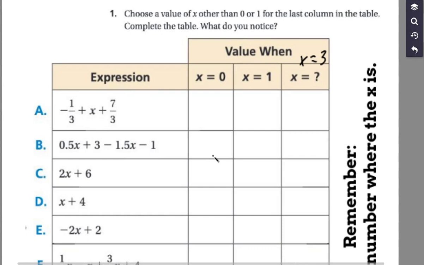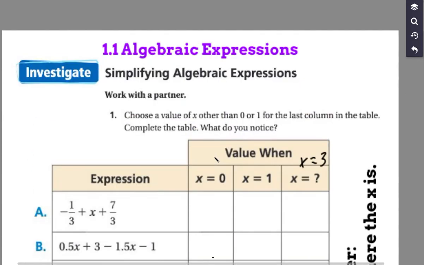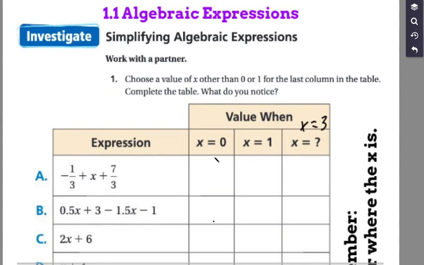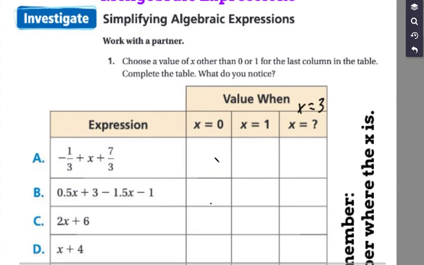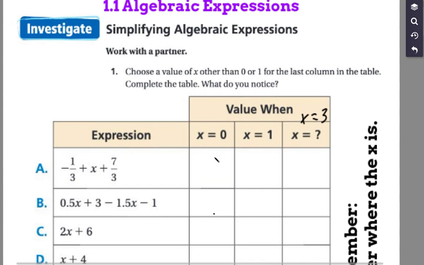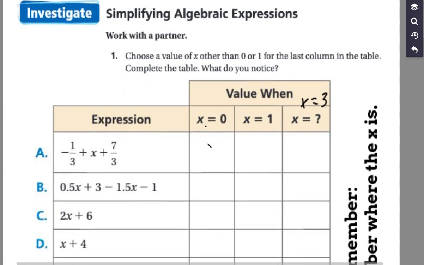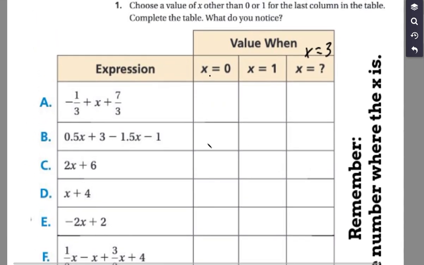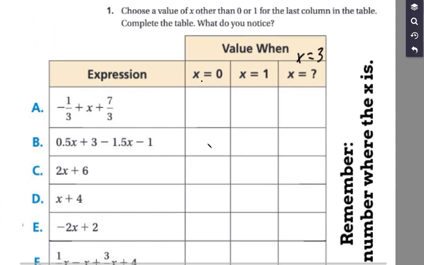Okay, so we are getting started here with 1.1 algebraic expressions. These are our notes that we're going to take in class for that. Okay, so this first part, we want to basically plug in the numbers for x, and there's a hint right over here on the side. Put the number where the x is. Okay, so that's what we're going to do.